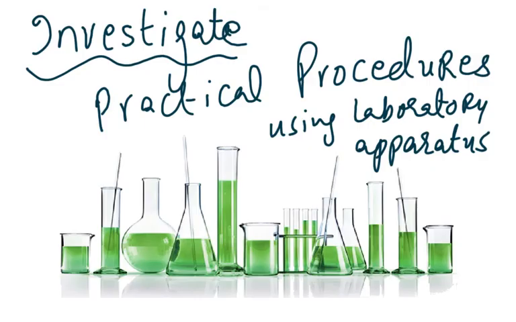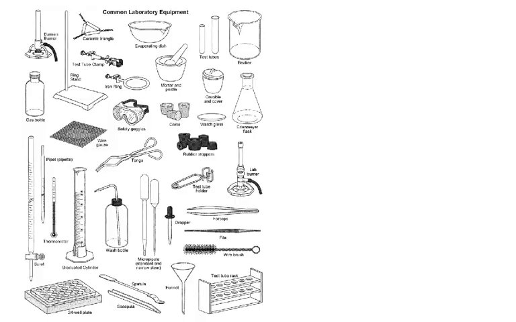Now, whenever we investigate, we have to use practical procedures and we have to use laboratory apparatus. You must know the names of all these different laboratory apparatuses, because only then will you be comfortable and able to do the paper 6 questions as well. So we're going to look at these different laboratory equipment and how we name them and how we use them. Here is some of the laboratory equipment that we usually use, and the names must be familiar to you, and the spellings must also be correct.